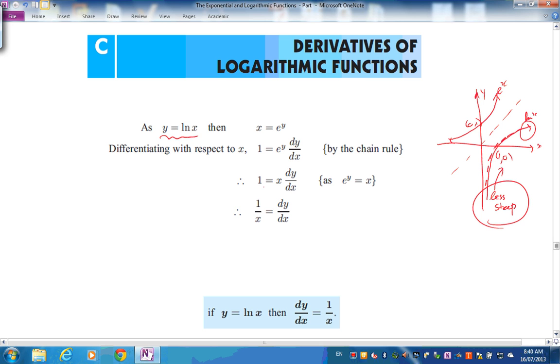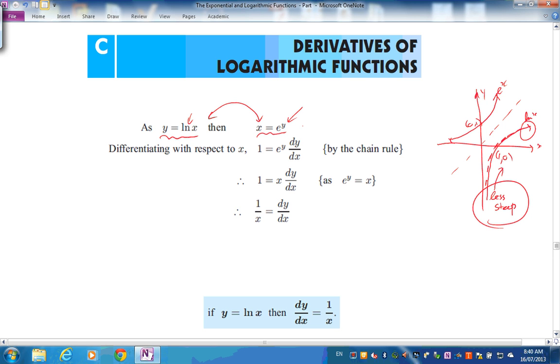If y equals ln x, what does it mean? y is the log of x. y is the power of e to get x. So we can write it like that. x equals e to the y is the same thing. They mean the same thing.